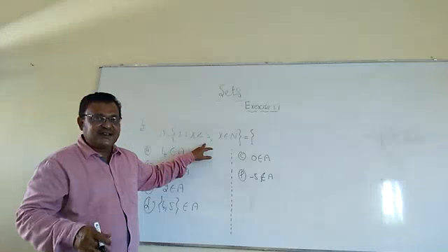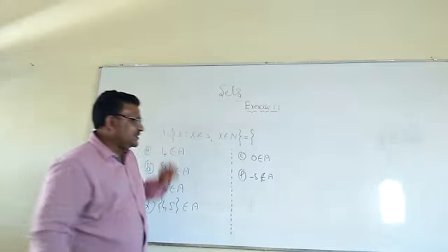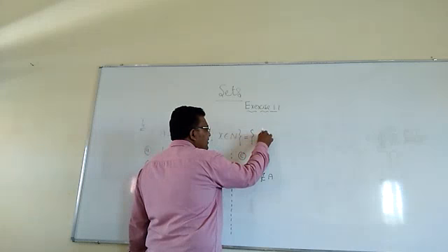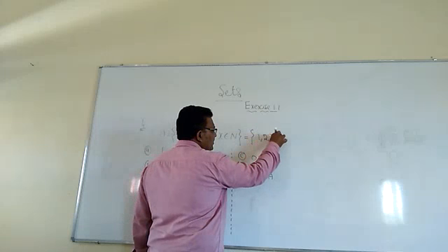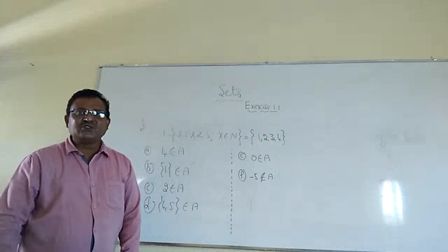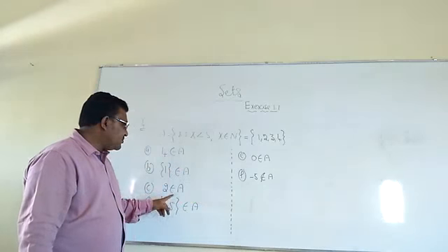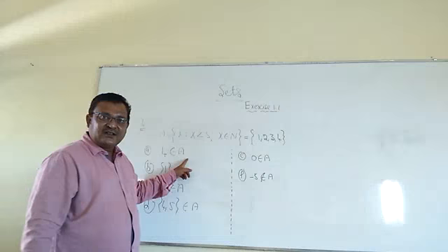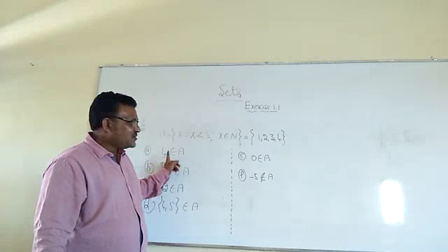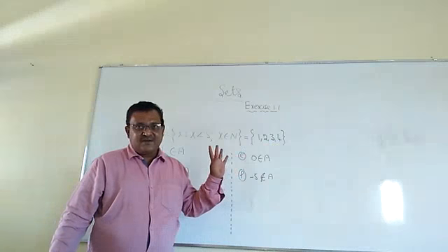Natural numbers less than 5, what will they be? Those are the elements of this given set. That means 1, 2, 3, 4. That's all. 1, 2, 3, 4 are the elements of this given set. Now coming to the asked questions here, 4 belongs to A. This is the belongs symbol. Belongs means if 4 belongs to the given set, then it is true. If not, it is false.